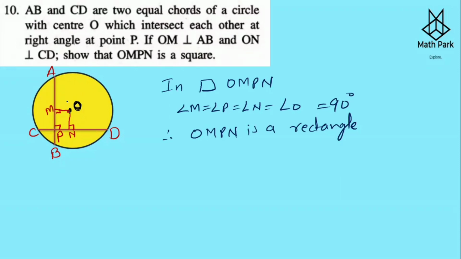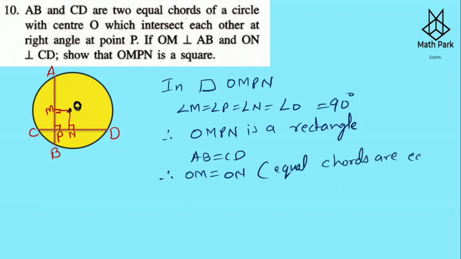Since the chords are equal, we have AB is equal to CD. Therefore, you have OM is equal to ON. Equal chords are equidistant from center. So therefore, you got OM and ON equal.